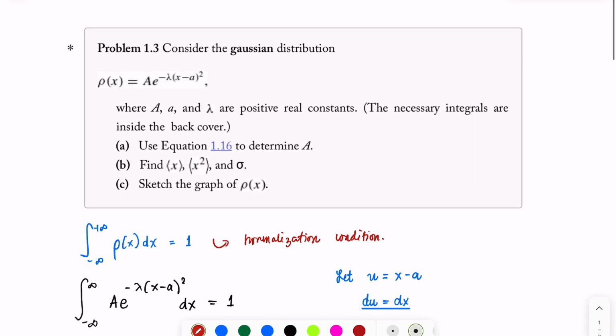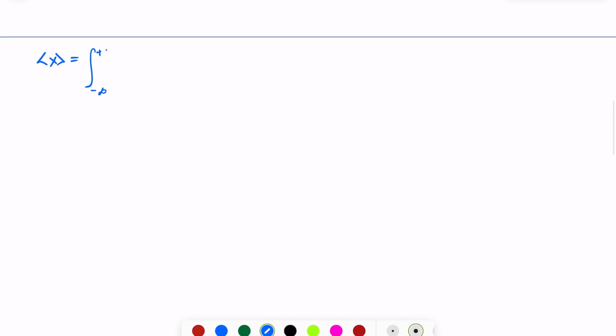So we are now done with answering a. So let's proceed to find the expectancy value of x squared, and then your standard deviation. So let's start with the expectancy value of x. If you can remember, the expectancy value of x is simply the integral of all possible values, from negative infinity to positive infinity of x, multiplied by the probability distribution function rho of x dx. So that's basically the formula for getting the expectancy value.